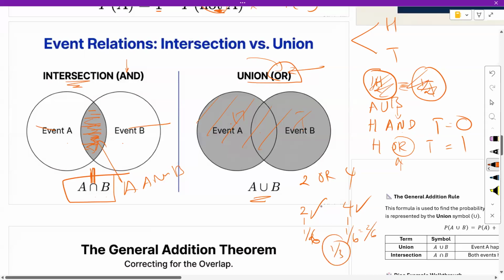What about a single throw of one die: what's the probability of getting 2 and 4? Is it possible? Not possible. Then what's the probability? 0. That's the logic behind this.